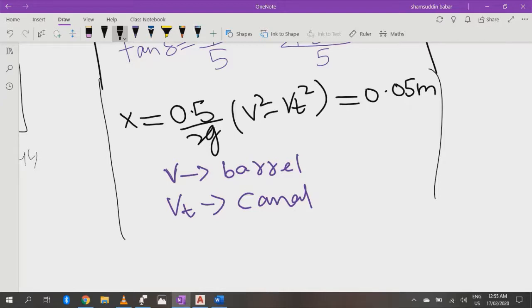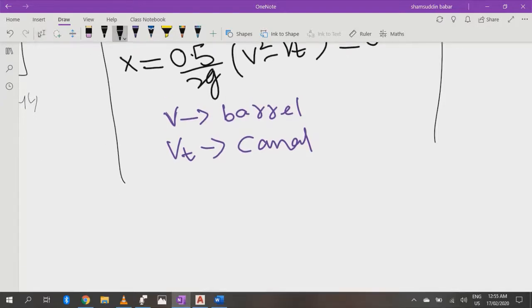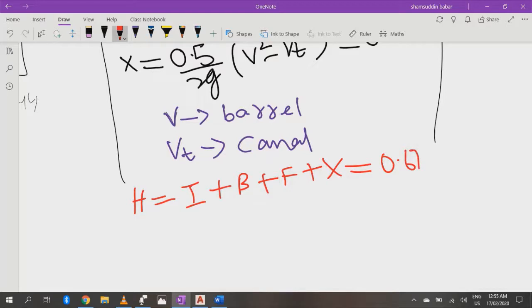If I calculate all these head losses, which I can show you in a different color because colorful makes it look better, H is equal to all these losses: inlet loss plus bend loss plus friction loss plus exit loss. If I add all these 4 losses, I get my answer equal to 0.6725 meter.